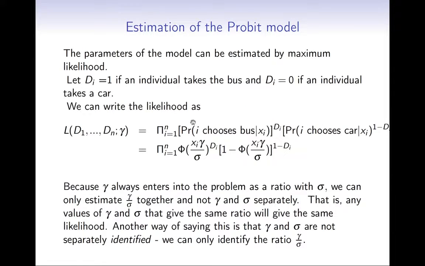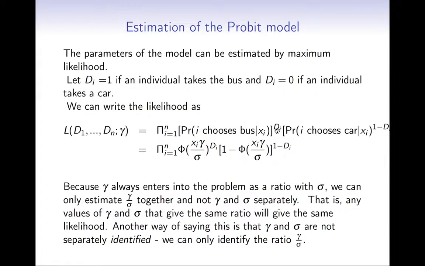Okay, so the parameters of this model can be estimated by maximum likelihood. To set up the likelihood, we need a dummy variable that denotes which choice the person made. Then we can write the likelihood. We're going to have a likelihood for each person, but the overall likelihood is going to be the product over all people.